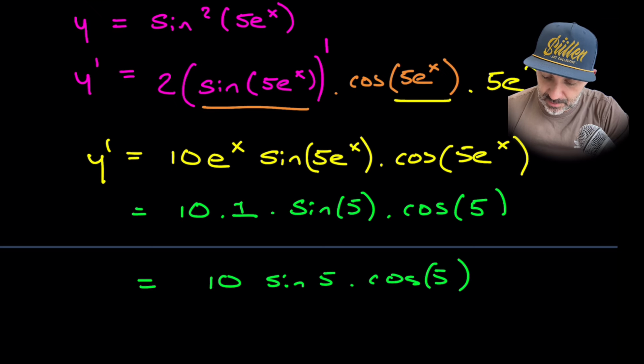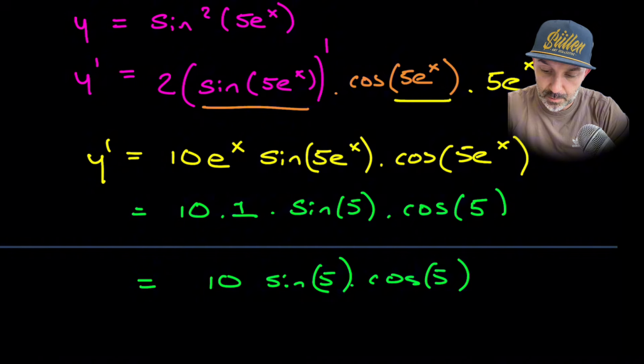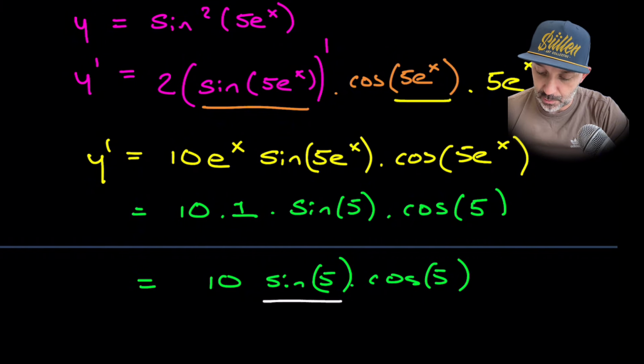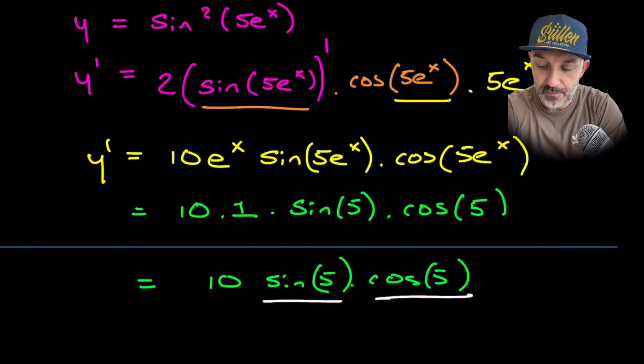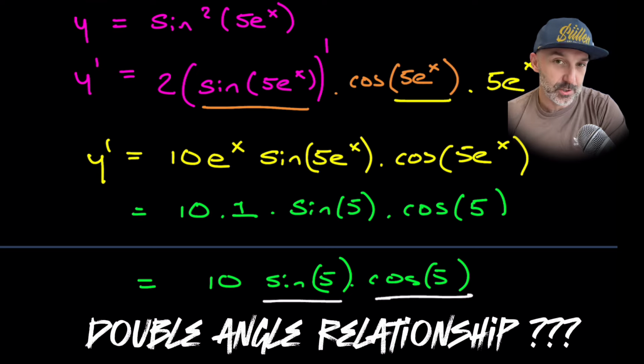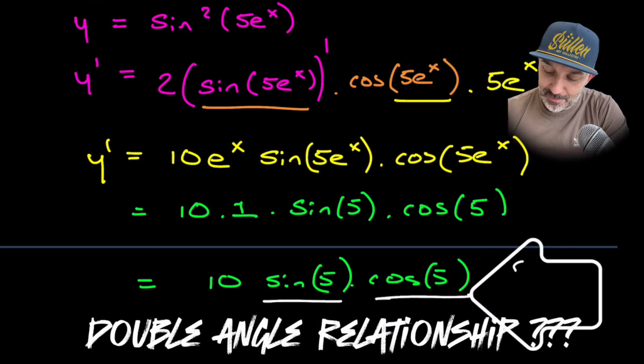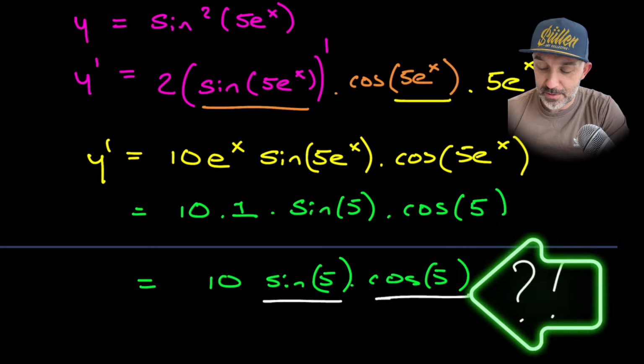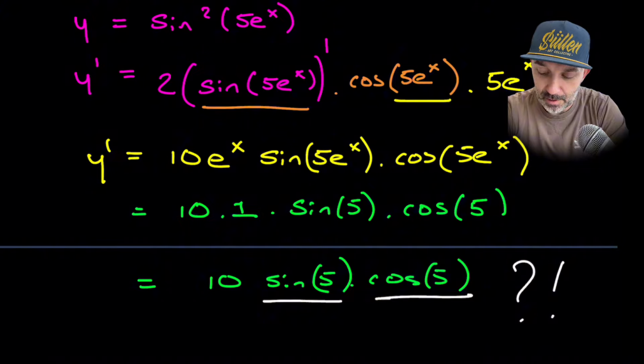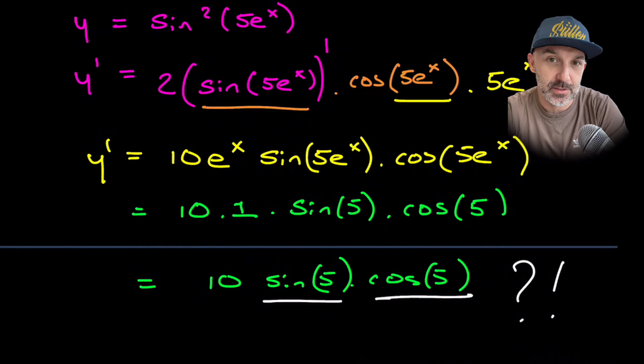But this is a numerical value without a calculator. I'm not entirely sure what sine 5 is or cos 5. This is also actually a double angle. So I'm just going to leave that question there for you to post in the comments below. How could we tidy that up further using double angles?